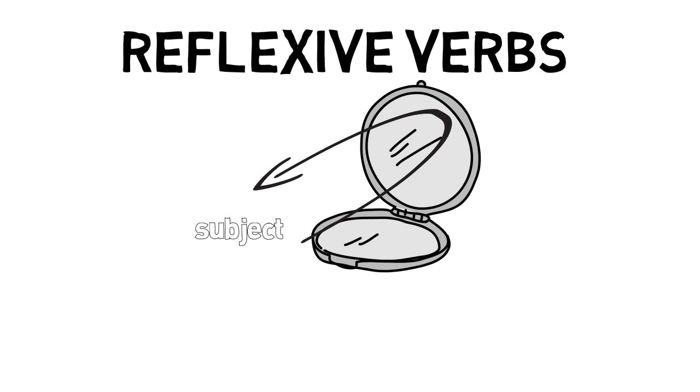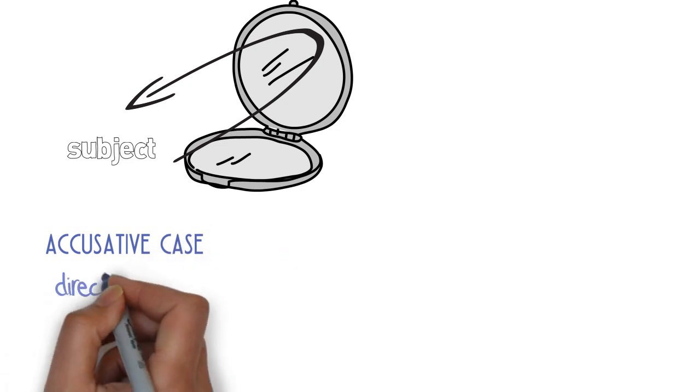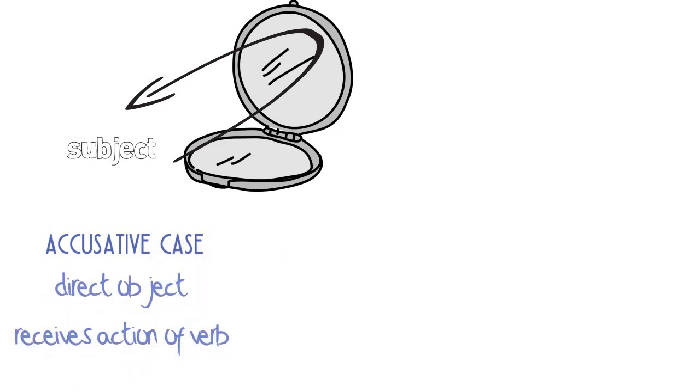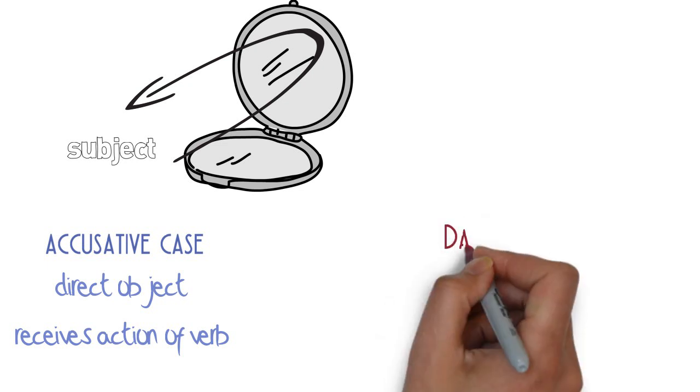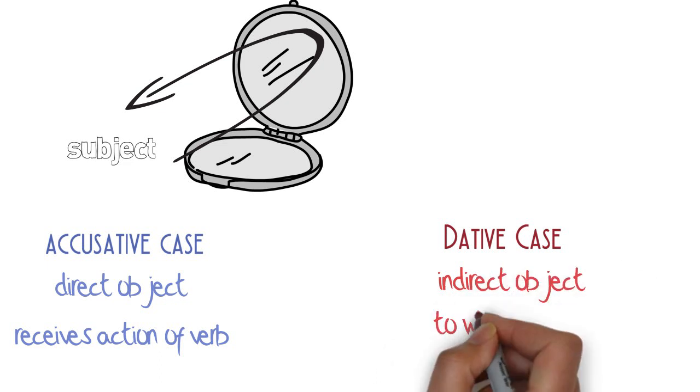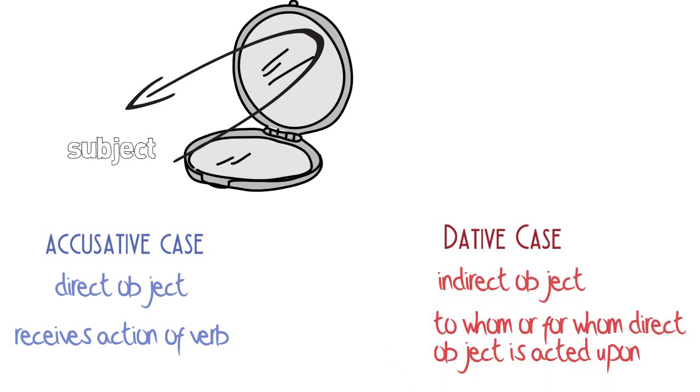In German, this becomes more complicated because of case. Sometimes the reflexive pronoun will be in the accusative case, and sometimes the dative case. So here's a quick review of cases in German. You use the accusative case for a direct object, in other words, the noun that receives the action of the verb. The dative case is used for indirect objects, or in other words, the nouns to whom or for whom the direct object is acted upon.